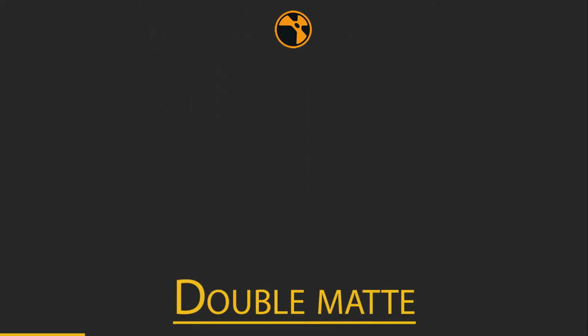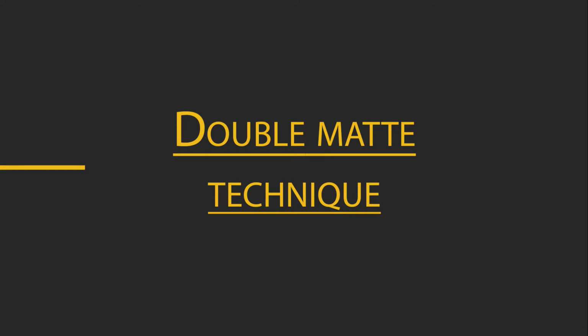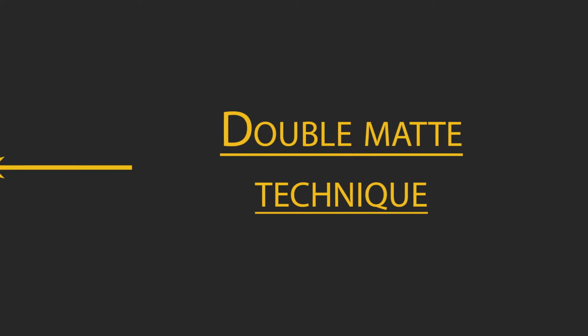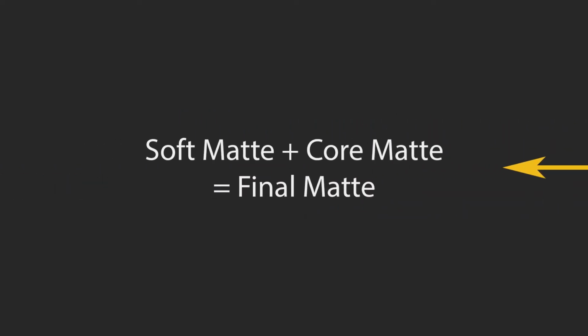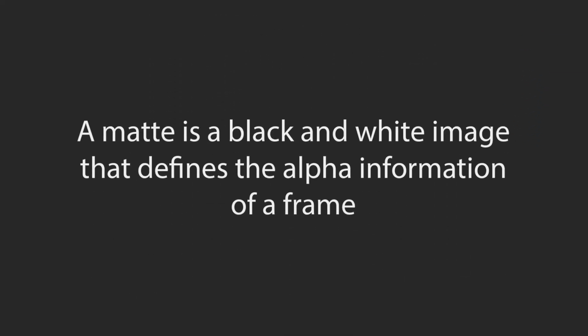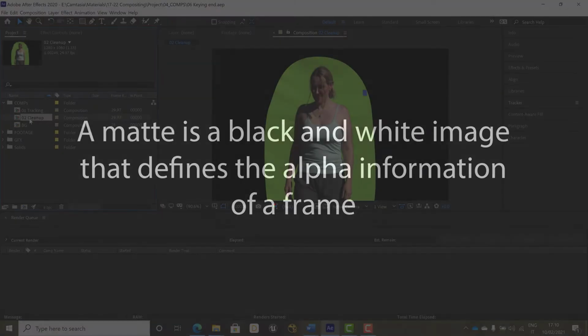With Keylight, we will generate two distinct mattes, a soft matte and a core matte, that once combined will give us the correct key. A matte is a black and white image, much like a layer mask in Photoshop, that we can use to generate alpha in After Effects. With this introduction completed, let's dig into the keying process.